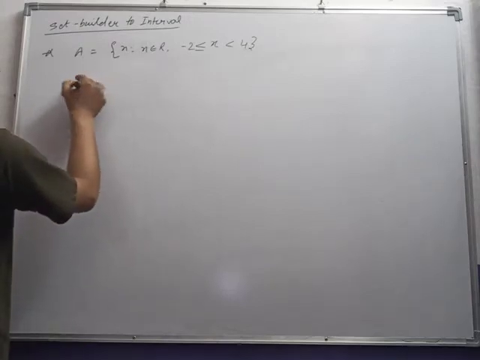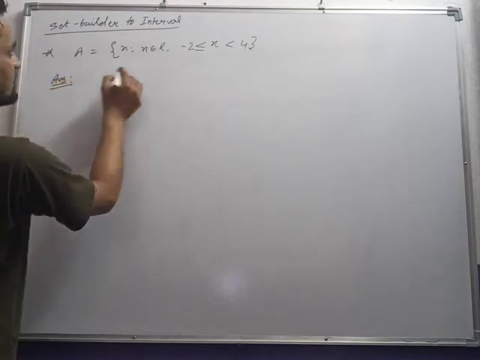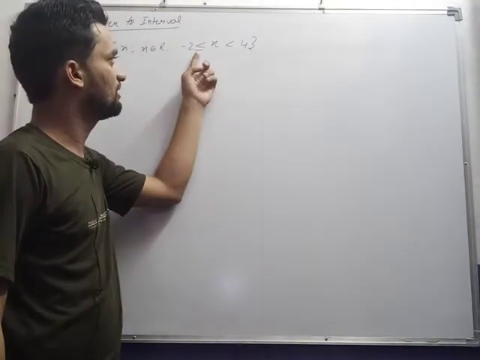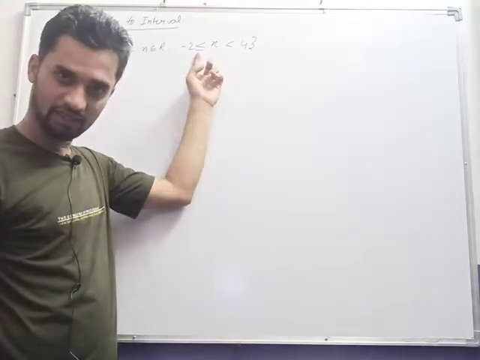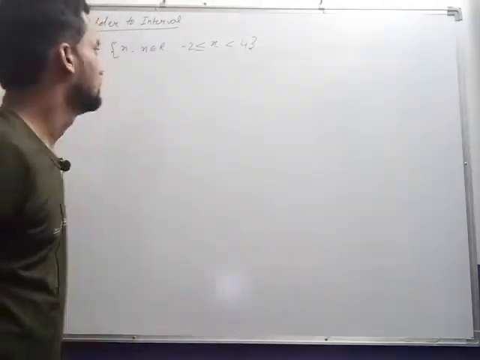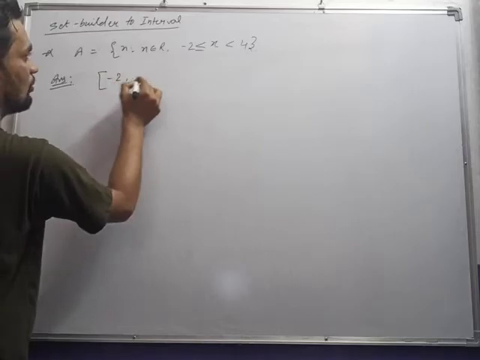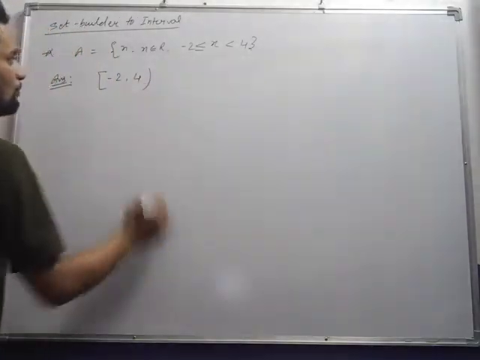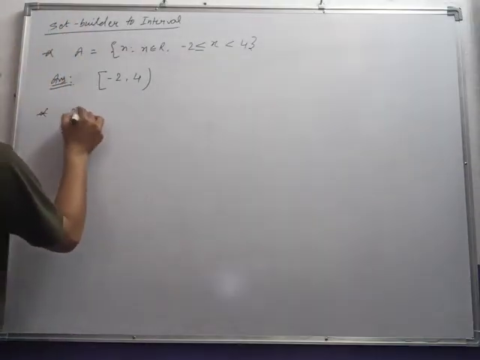So the interval must be, or directly I am writing the answer. Make sure you notice one thing: whenever an equal sign is there, whether with greater or less, it means we have to make a closed bracket. So this will be written as -2 comma 4, with a closed bracket at -2 where the equal sign is, and here the equal sign is not there, so an open bracket.